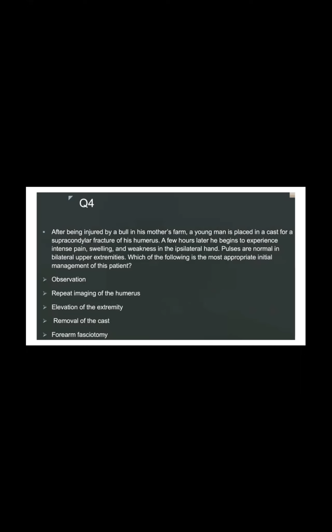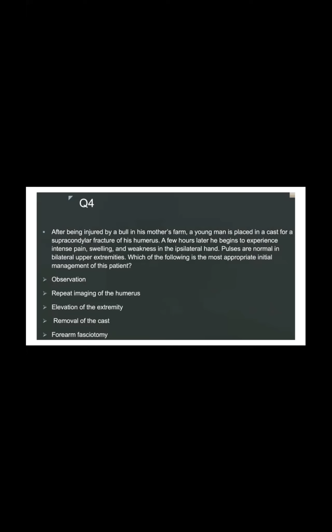After being injured by a bull on his mother's farm, a young man is placed in a cast for a supracondylar fracture of the humerus. A few hours later, he begins to experience intense pain, swelling, and weakness in the ipsilateral hand. Pulses are normal in bilateral upper extremities. Which of the following is the most appropriate initial management? Ma'am, removal of the cast is not an option. Forearm fasciotomy is not the option. Repeat imaging of the humerus is not either.